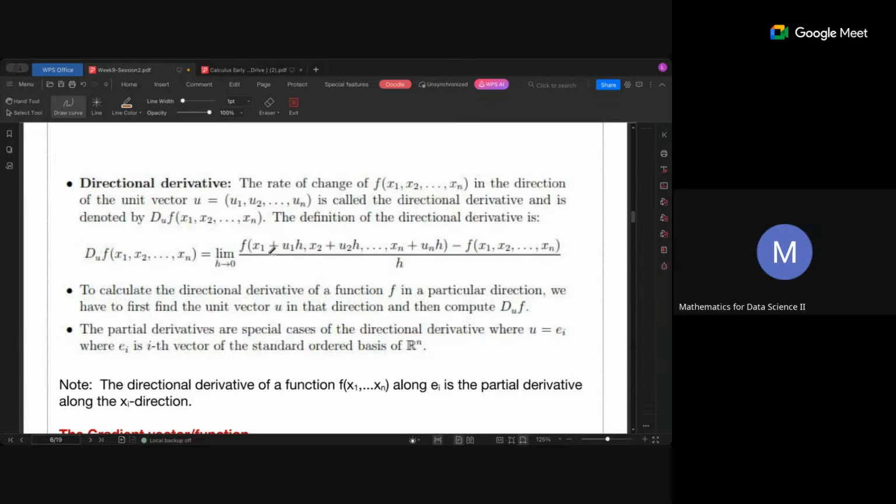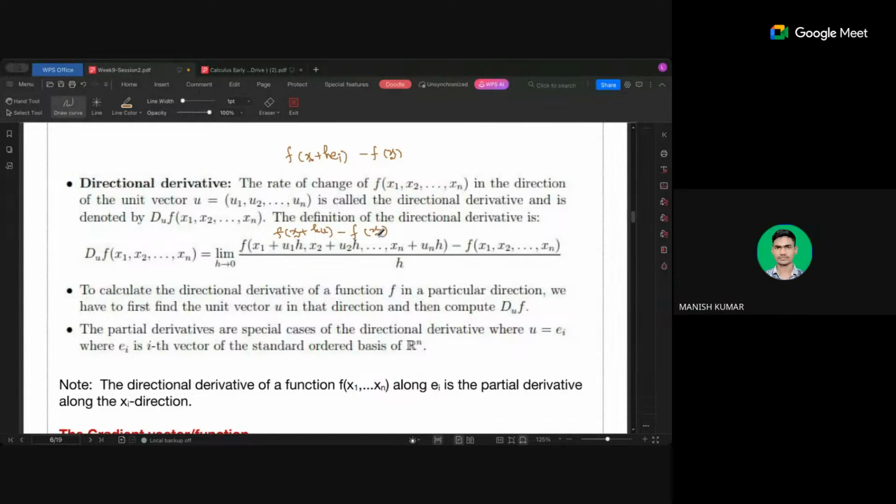So the definition is just similar. Instead of h times ei, now you have h times this u. What you had in the case of partial derivative was f of x tilde plus h ei minus f of x tilde. Now what you are having is f of x tilde plus hu. So instead of ei, you are having u. That's all is the difference. Okay.